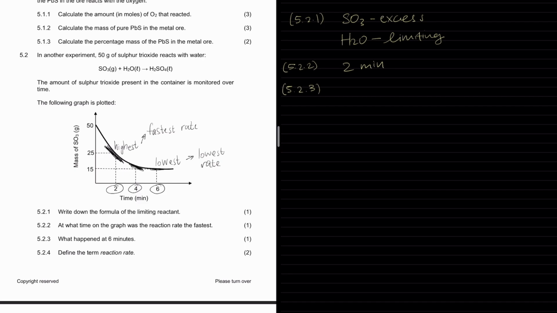5.2.3. What happened at 6 minutes? At 6 minutes, you can see that the gradient is the lowest. Actually, it's now a horizontal line. That will occur when the H2O is used up. There's no reaction taking place. In other words, the reaction is now completed.